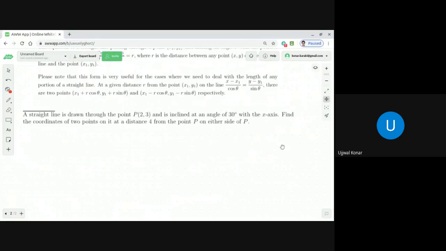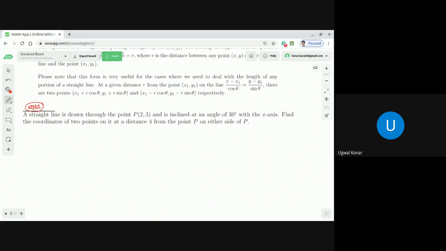So, dear students, the question here is that a straight line is drawn through a point (2, 3) and is inclined at an angle 30 degree with the x-axis. With the x-axis means, if nothing is mentioned, with the positive direction of the x-axis. Find the coordinates of 2 points on it at a distance r, at a distance 4 from the point P, on either side of P.